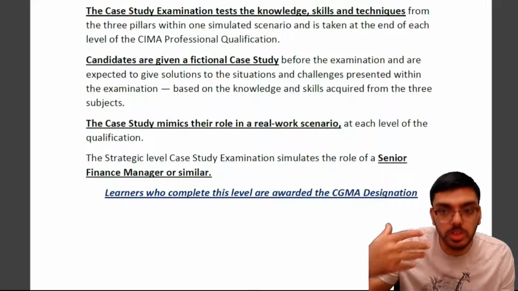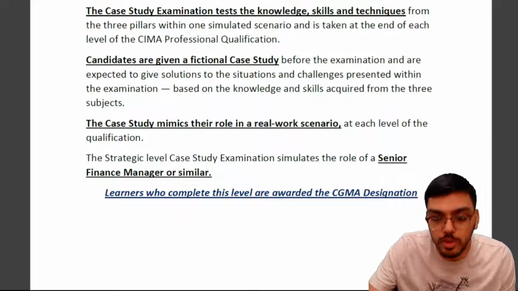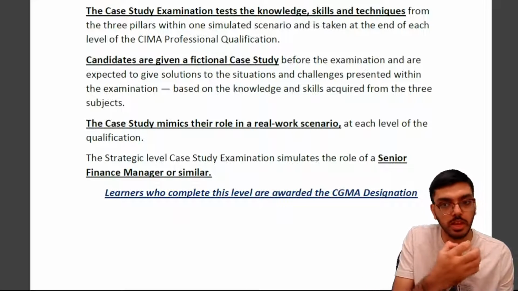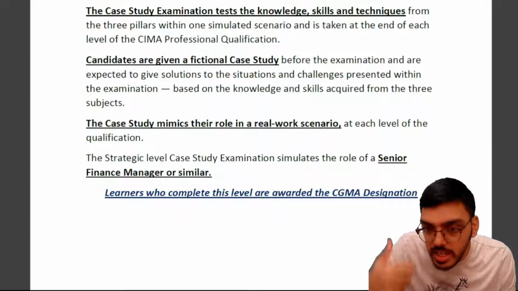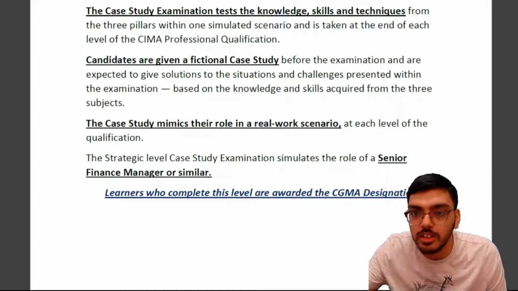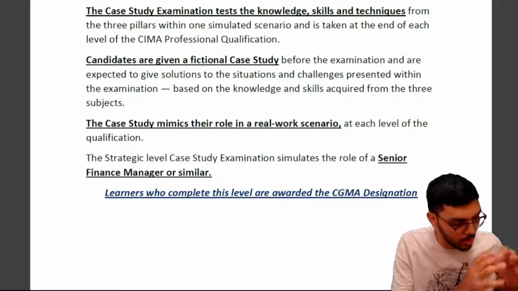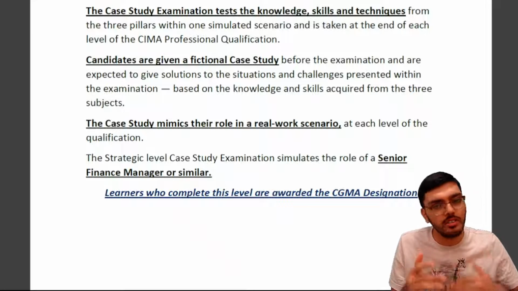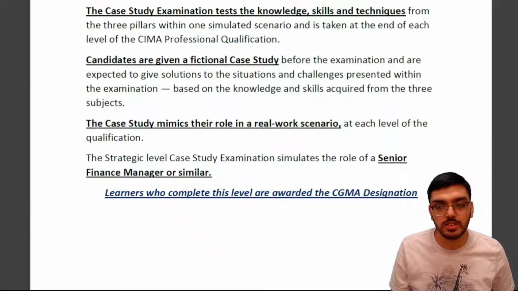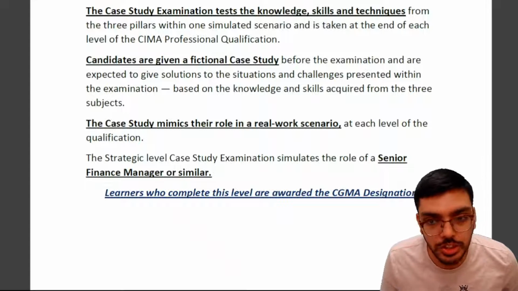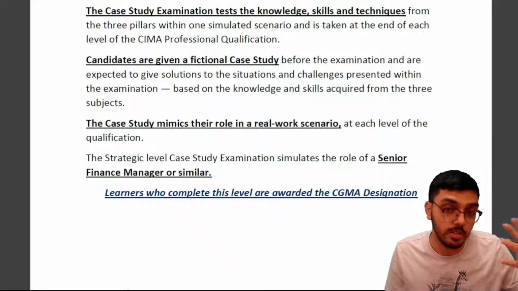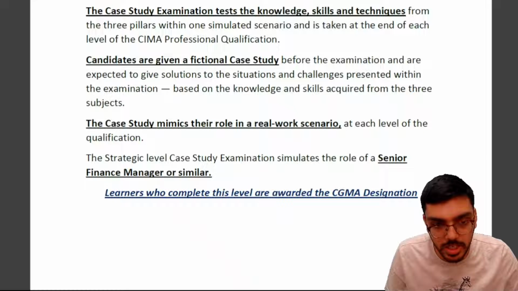And then you have to think in that perspective. You have to use your technical knowledge from E3, P3 and F3. Thinking as a senior finance manager, write your answer. So it's quite a complicated exam, but if you know the steps to be followed, then everything falls into place. It's just like answering a question at work. That's how we think about it. That's how we simulate it.